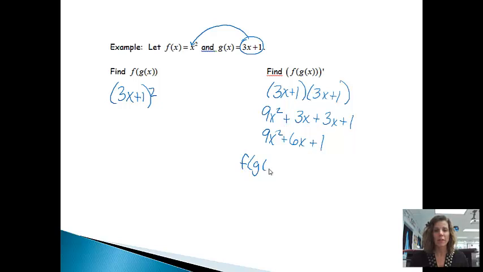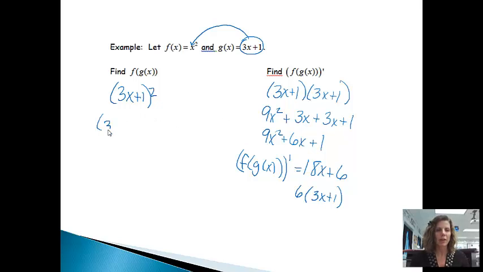Now if I take the derivative of f of g of x, I'll just use our power rule. We'll end up getting 18x plus 6. And I could go one step farther. Since 6 will divide evenly into both parts, if I factored out a 6, I'd be left with 6 times 3x plus 1. So notice really that wasn't too bad at all.